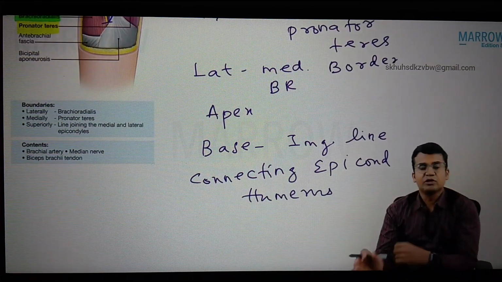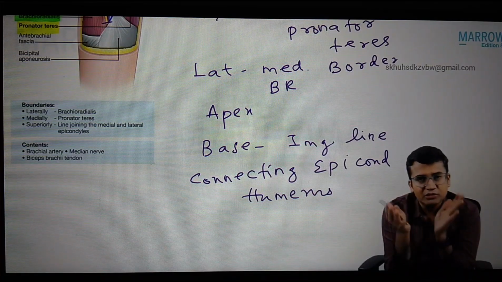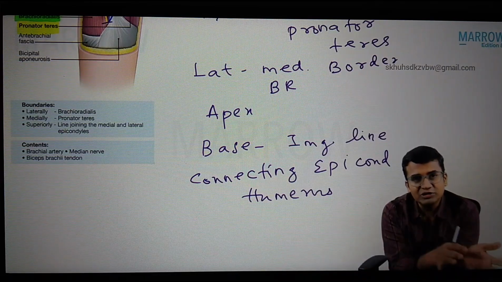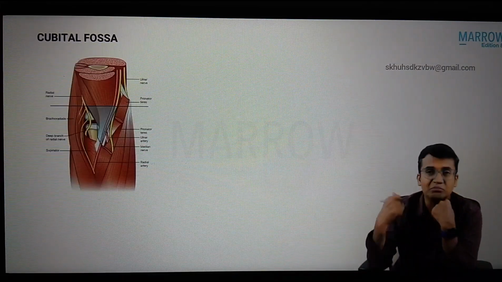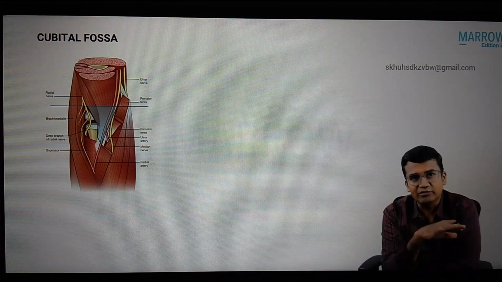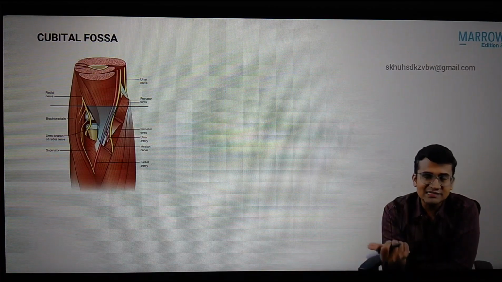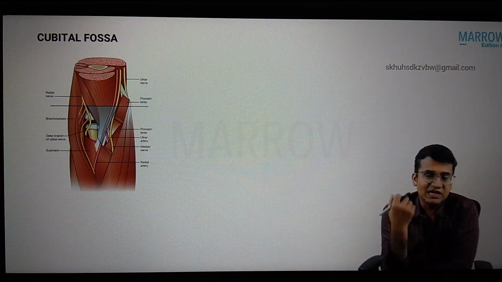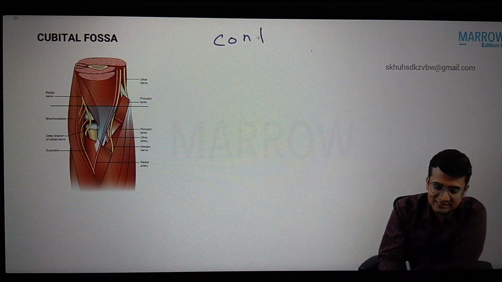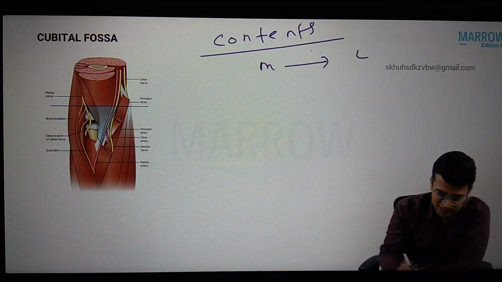We know the boundaries. Now, what are the contents of the cubital fossa? I told you, the median nerve in the lower part of the arm and in the cubital fossa is medial to the brachial artery. So the contents are the median nerve and brachial artery, along with a tendon and one nerve. You have to remember the contents in sequence. In the INCT exam 2022, they asked: arrange the contents of the cubital fossa from medial to lateral.